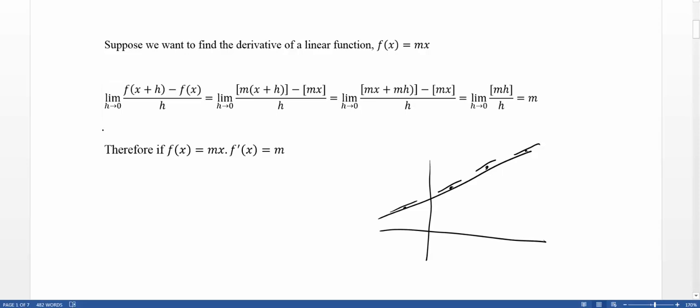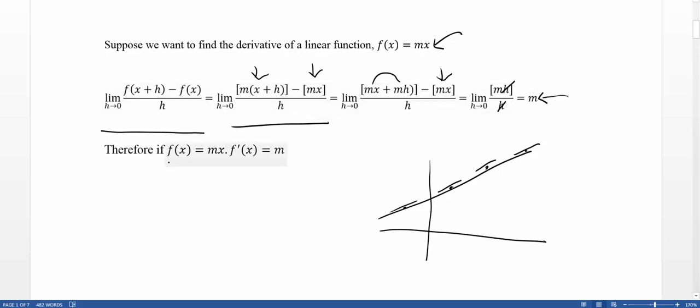So again, starting with our definition of derivative, if we plug in an x plus h into mx, we get m times x plus h minus f of x, which is mx, divided by h. If we distribute the m, we have mx plus mh minus mx. So we have an mx and a minus mx, so those will cancel. And we're left with mh over h. So here, the h's will cancel. And we end up with the limit as h goes to 0 of m. Since there's no h's left, that just equals m.